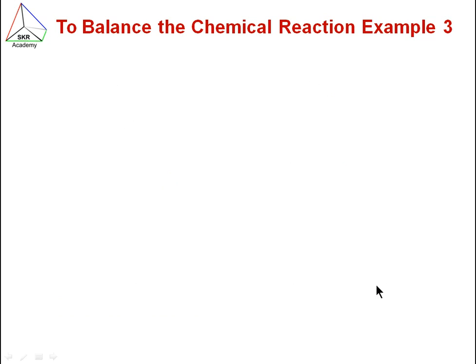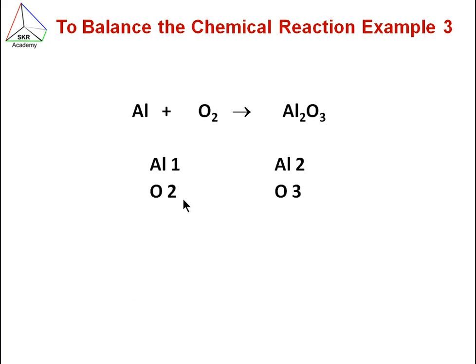Let's see one more example where aluminum is oxidizing and producing aluminum oxide. The number of aluminum atoms on the reactant side, or left hand side, is 1, and on the right hand side it is 2, and oxygen on the left hand side is 2 and on the right hand side 3. So this looks very simple. Let's balance aluminum first. We will add a coefficient 2 in front of aluminum on the left hand side, so the aluminum will be balanced.